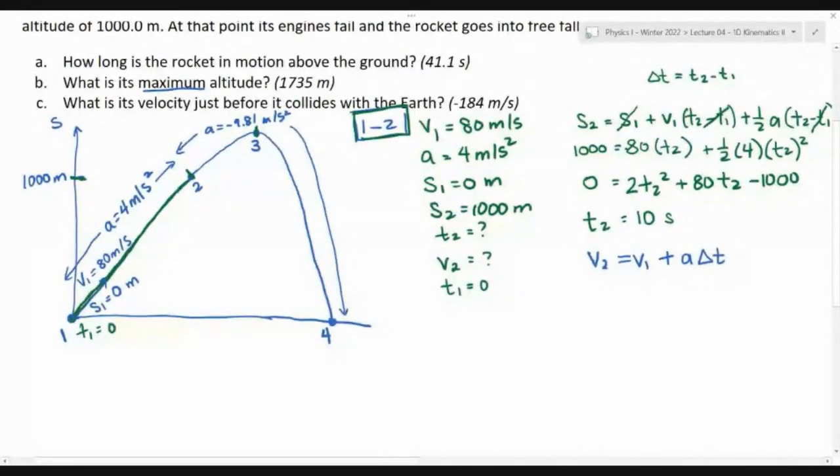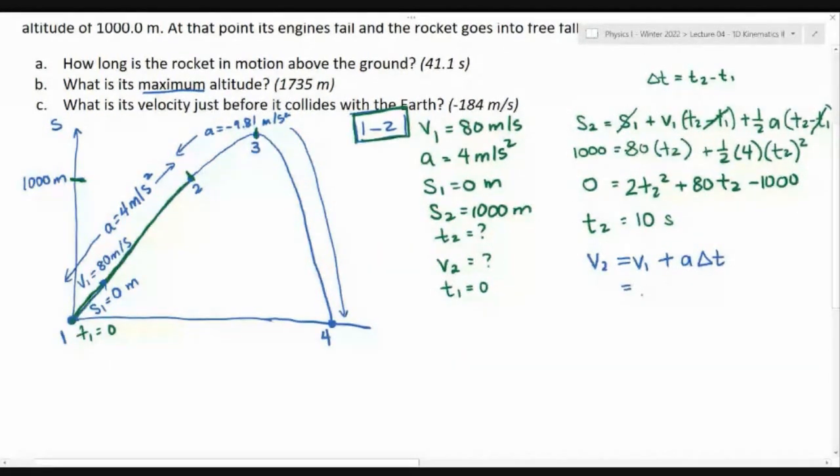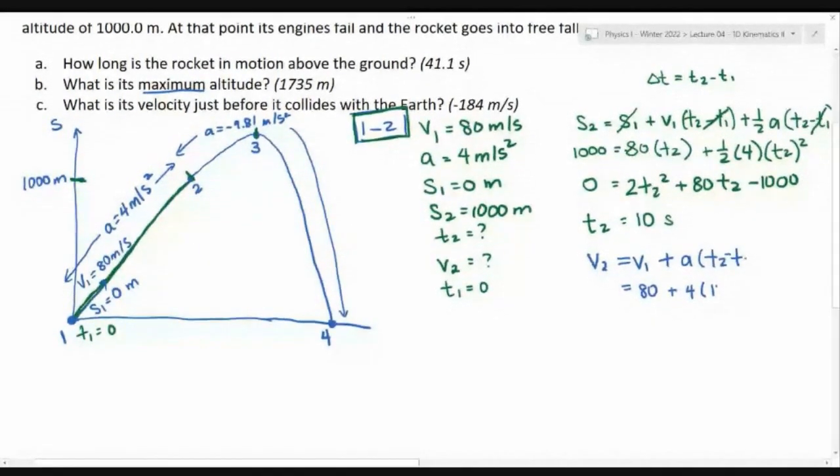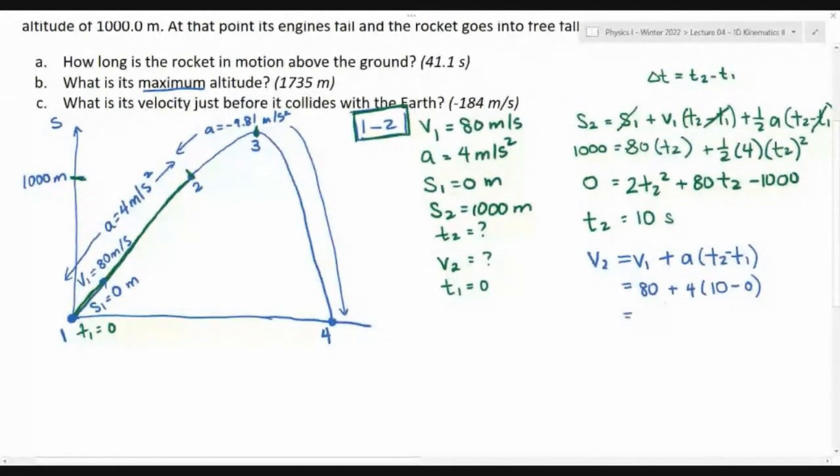Okay, so I'm solving for V2 now. So V2 equals V1 plus A delta T. So my V2 is what I'm looking for. My V1 is 80. My A is 4. And my time is 10. So delta T is the same, I'll just rewrite it so it's a little bit more clear, as T2 minus T1. So it's 10 minus 0. So 80 plus 40 is 120.